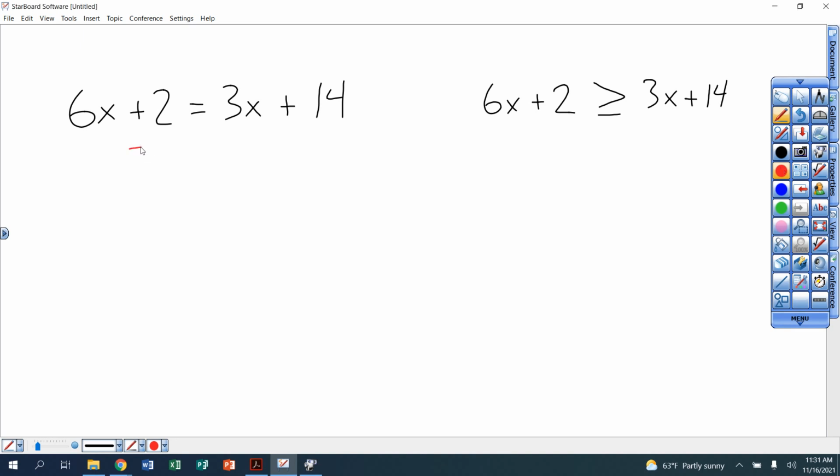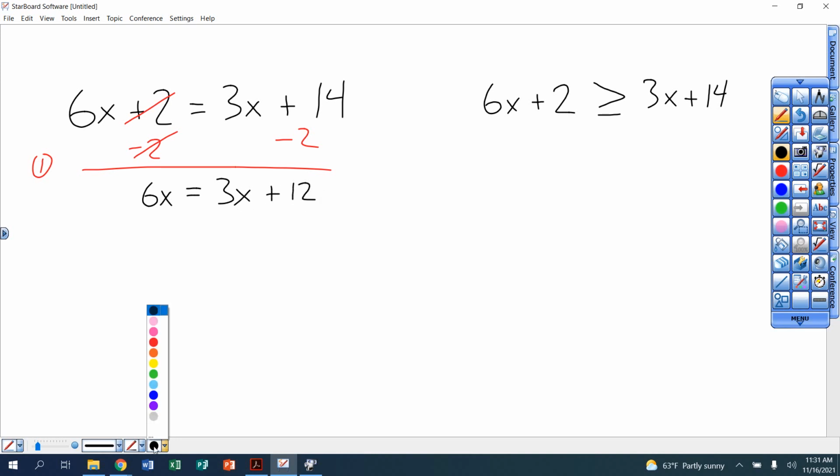First step, always add or subtract the plain number on the left. Start on the left, add or subtract the plain number on the left. Bring everything else down. Bring the 6x down, my equal, my 3x. 14 minus 2 gives me 12. Now stay on this right side and eliminate the 3x by doing the opposite, which is subtracting.